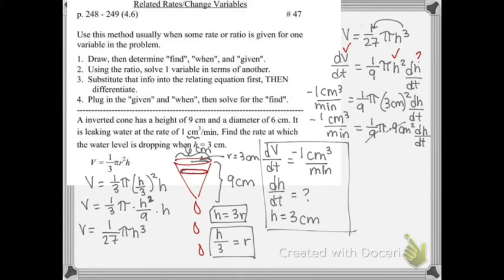The 9's on the right cancel, so we have -1. And let's go ahead and cancel some of the units. We can divide a centimeter squared out of both sides, so that leaves us with -1 centimeters per minute equals pi dh/dt. So dh/dt is just equal to -1 over pi centimeters per minute.